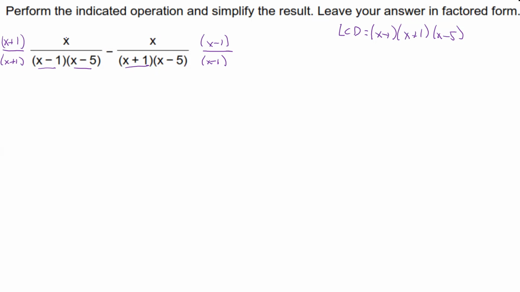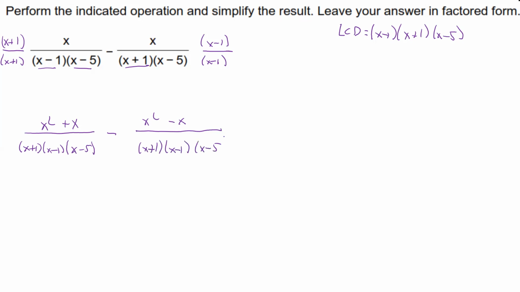So now let's distribute here. So we have x times x, so that's going to give us x squared. X times 1, it's going to be plus x, and then that's all over x plus 1, x minus 1, and then x minus 5. And then it says minus, and now we distribute here. That's going to be what? X squared, and then x times the minus 1 is going to be minus x, and then that's all over x plus 1, x minus 1, x minus 5.